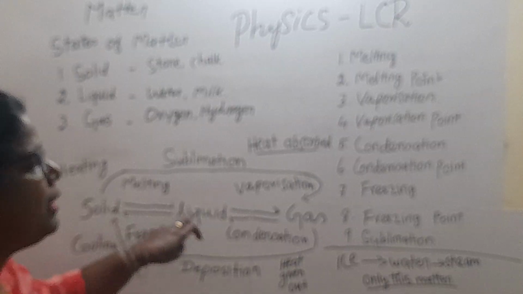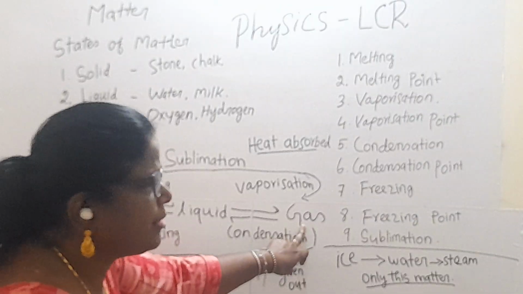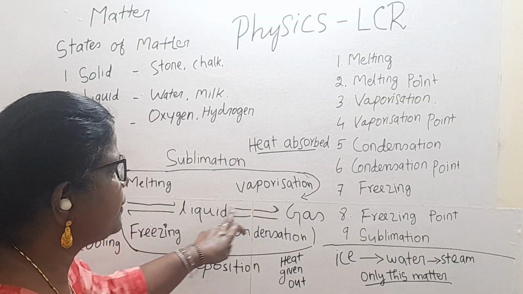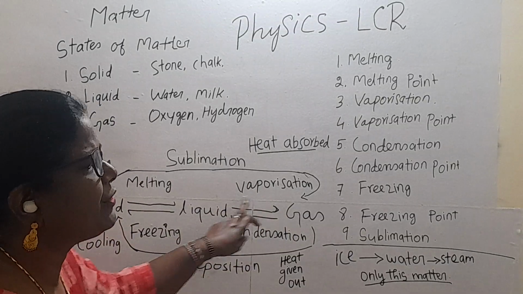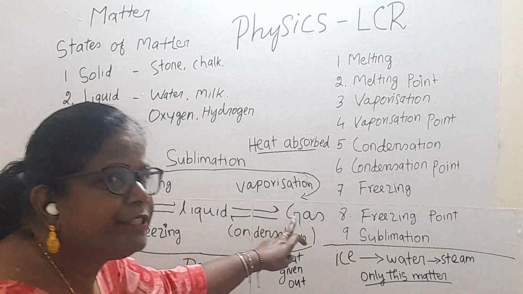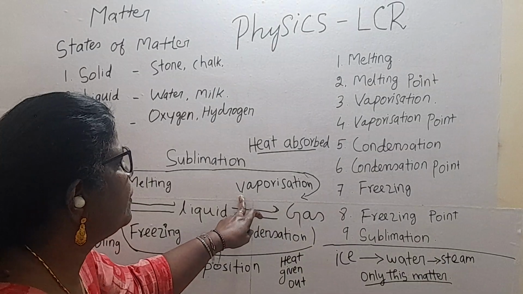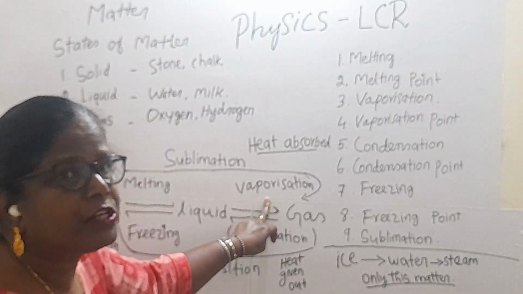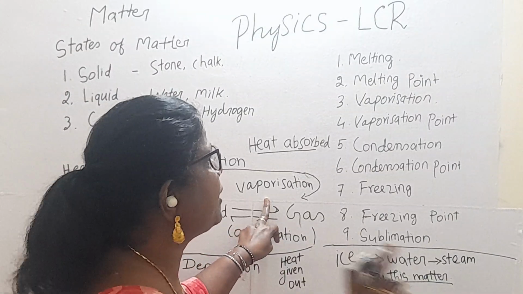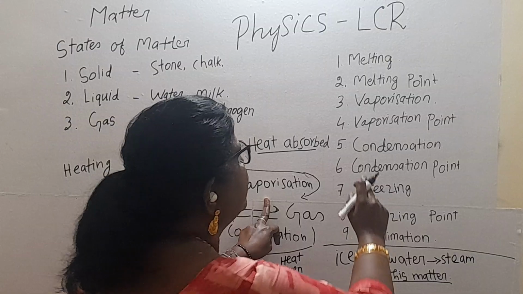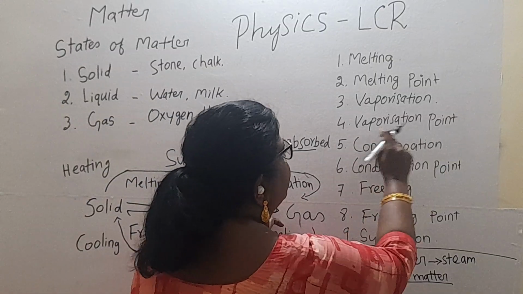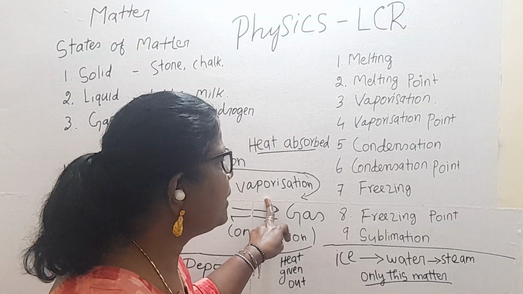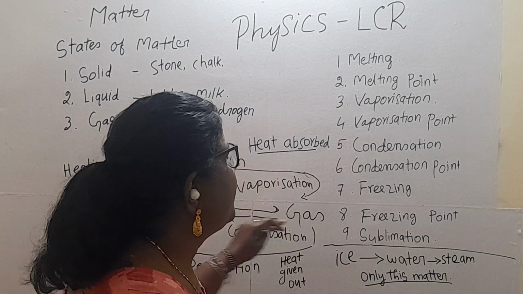On heating, liquid state changes into gaseous state, which is known as vaporization. Liquid changes into gas. That process is known as vaporization. This vaporization also takes place at a constant temperature. That temperature is known as the vaporization point.